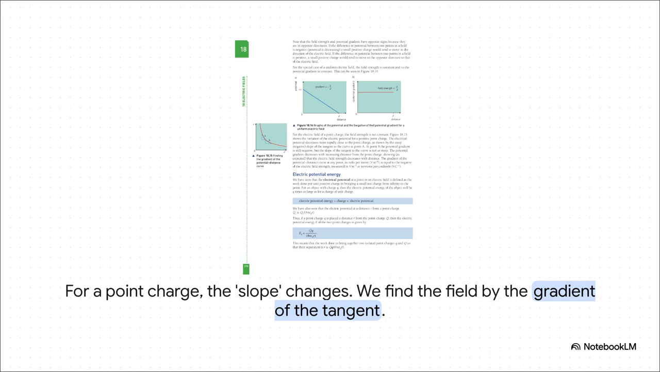We have to find the gradient of the curve at that exact spot. And we do that by drawing a tangent line to the curve and finding its slope. The steeper that tangent is, the stronger the field is right there.